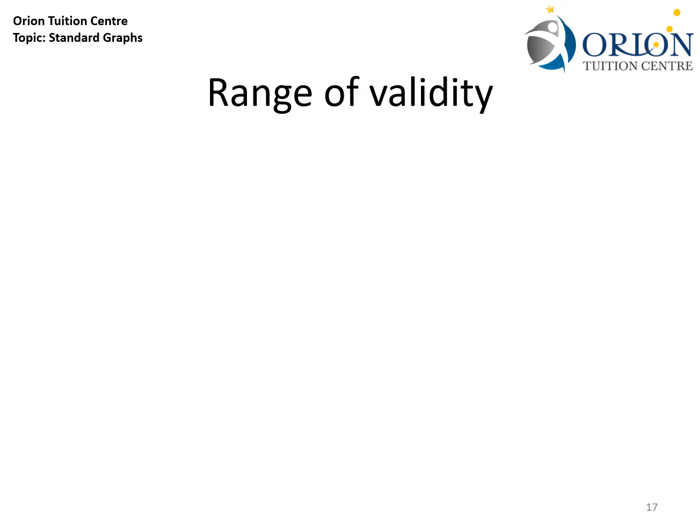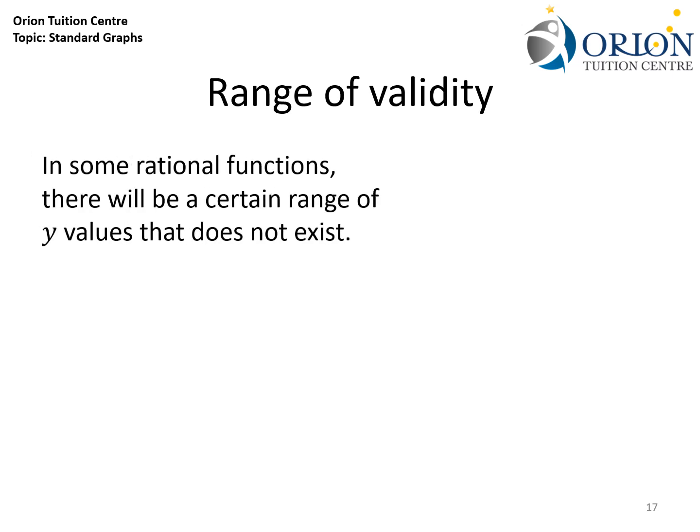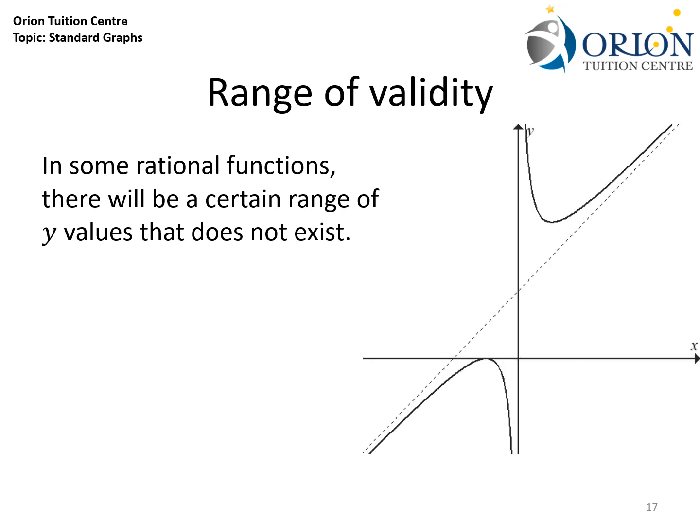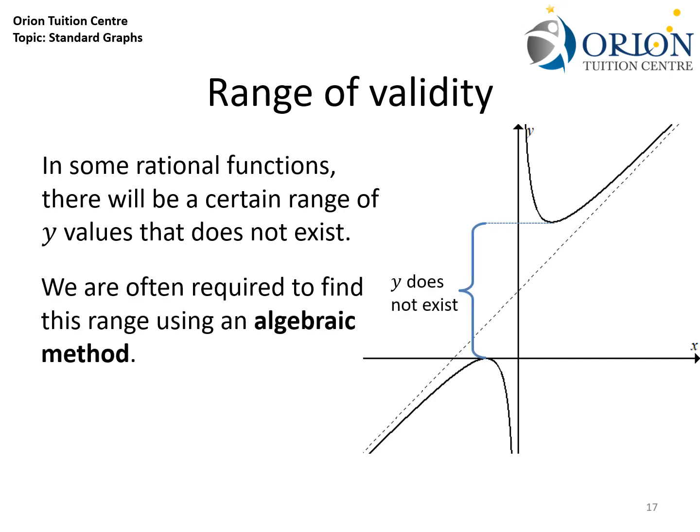Now that we know how to sketch rational function graphs, let us take a look at a very common question type. That is to find out the range of validity of a rational function. For some rational functions, if we sketch the graph out, we can easily see that for some y values, the graph does not exist. For example, in this graph, between the two turning points, the graph does not exist. We are then asked to find out what is the range of values such that the graph does not exist, and usually it is through an algebraic method. This means that we cannot use the GC to determine the coordinates of the turning points.